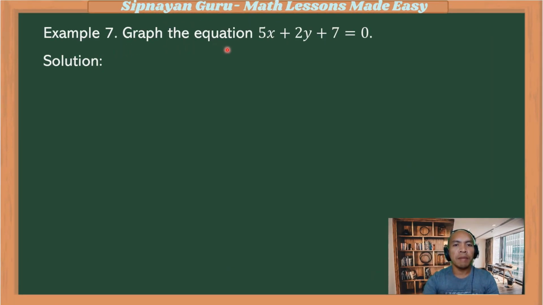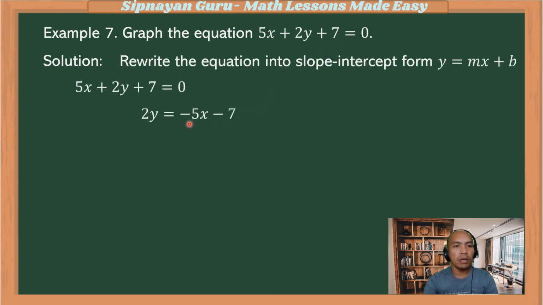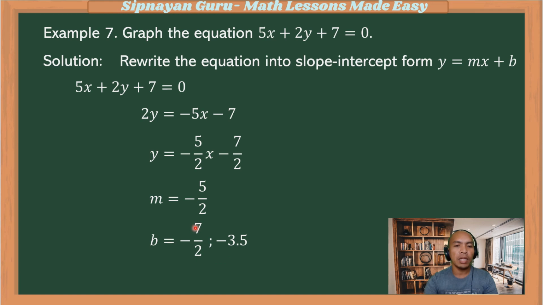Example number 7. Graph the equation 5x plus 2y plus 7 equals 0. So again, the y form. So 2y, copy. So 5x transpose to the other side. It will become -5x. Then +7 transpose also to the other side. So that would be -7. So dividing both sides of the equation by the coefficient of y, which is +2. So therefore, our equation would be y equals -5/2x. Then -7 divided by 2 is -7/2. So the slope is -5/2 and the y-intercept is -7/2.